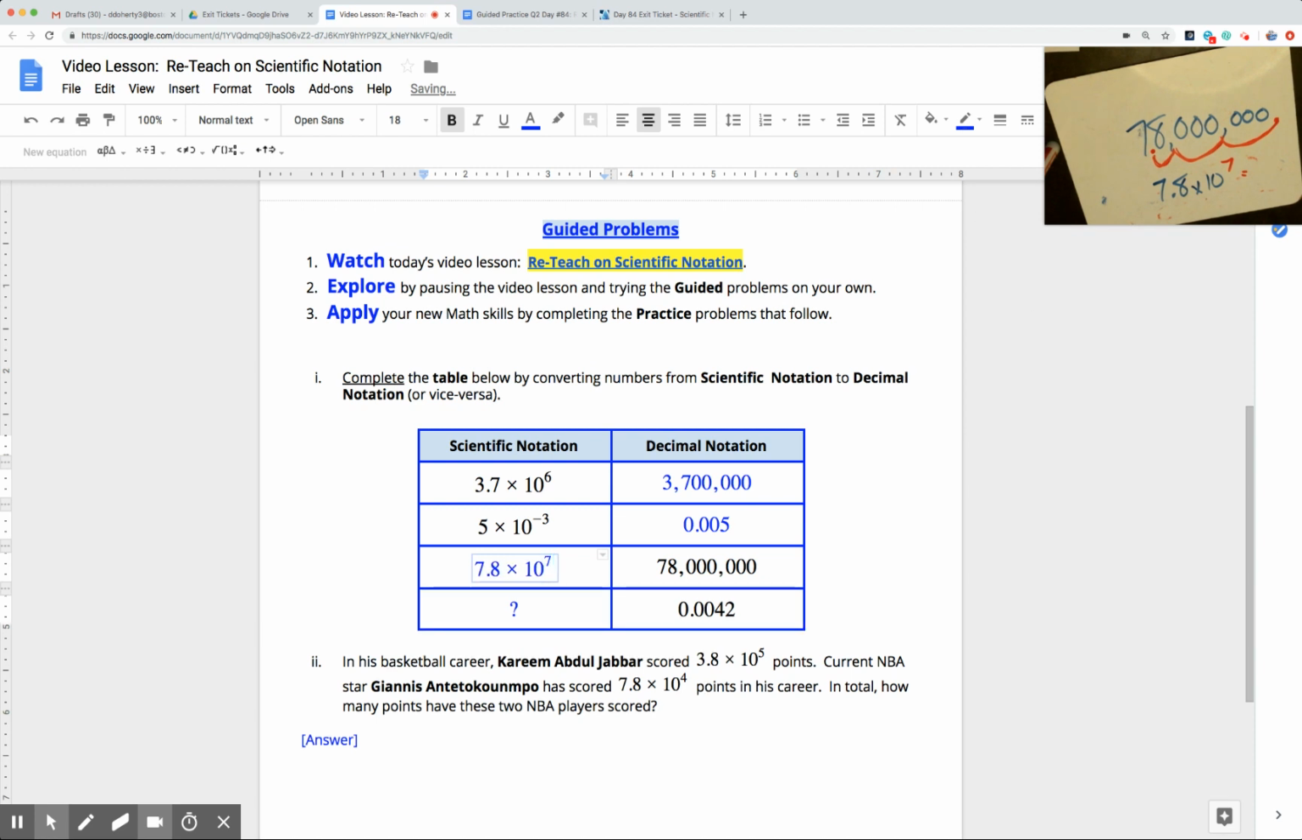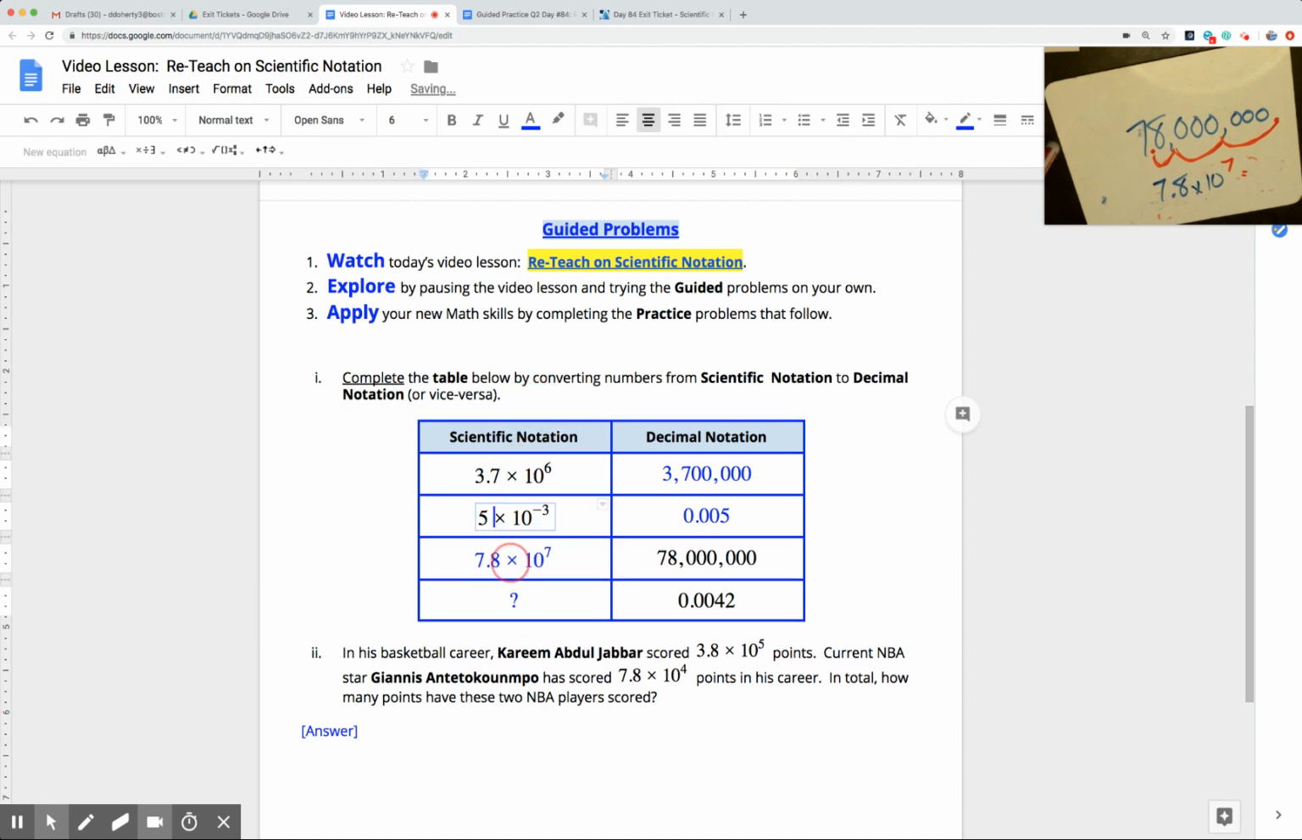You'll notice scientific notation, as you get older, is really the one time we use the X symbol for multiplying. That's just kind of a relic of the past, but I could certainly go ahead and say 7.8 times 10 to the 7th if I prefer. Either or, they both mean the same thing.